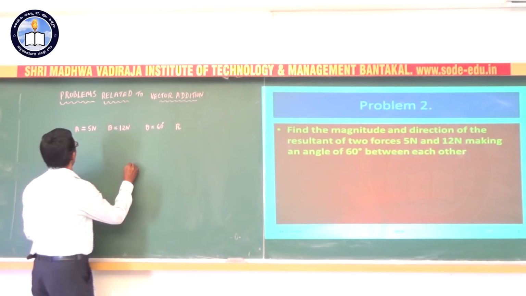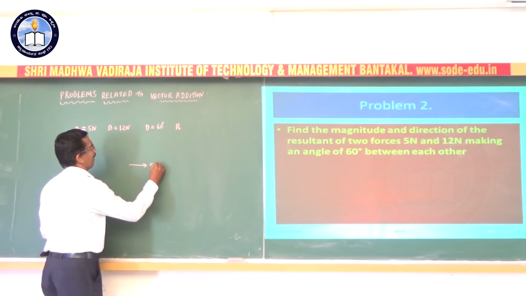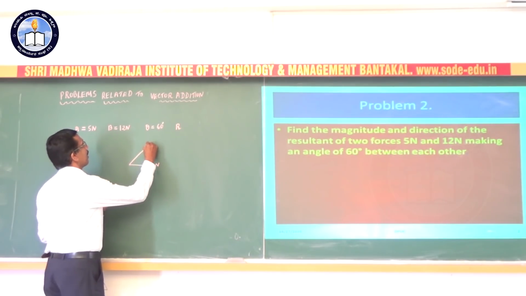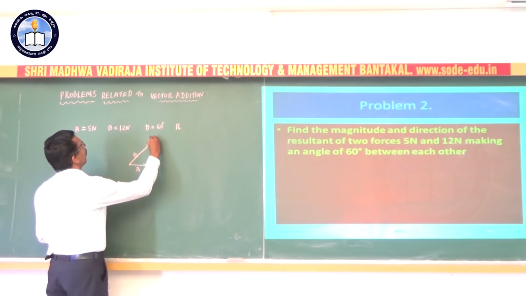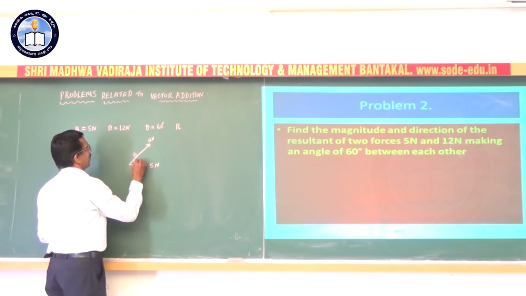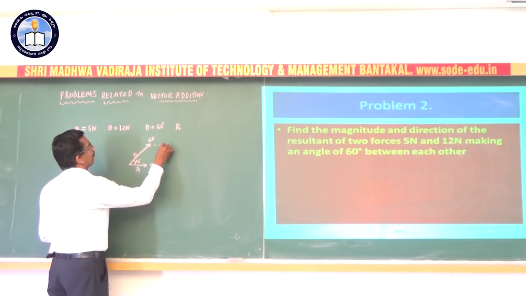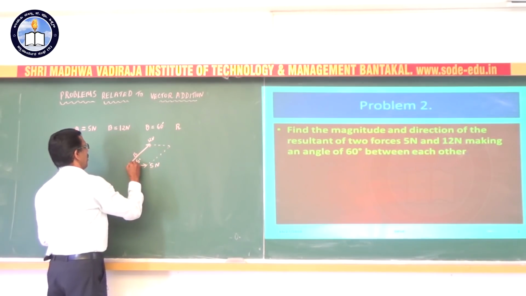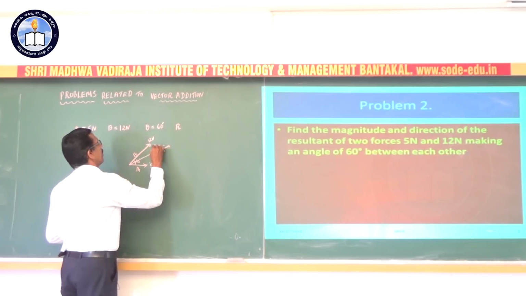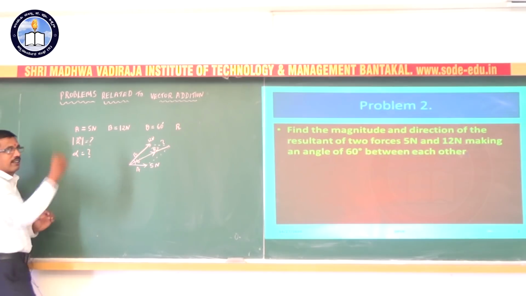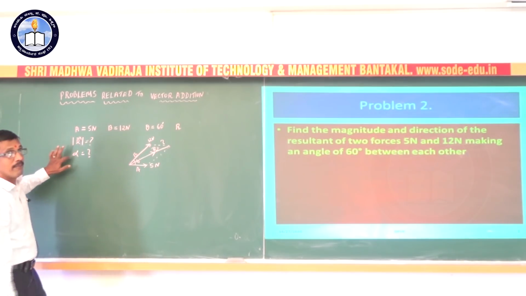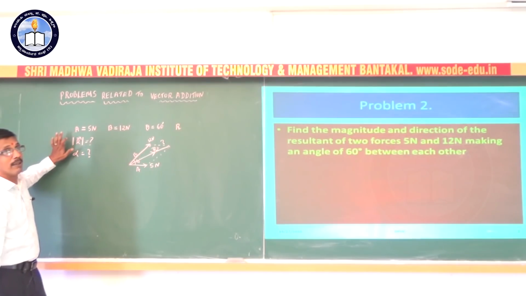See, this is A, 5 Newton, B, 12 Newton, angle between them is 60 degree. Complete the parallelogram, draw the diagonal. Resultant we should find. We want magnitude of resultant and direction of resultant. We want alpha and we want magnitude.